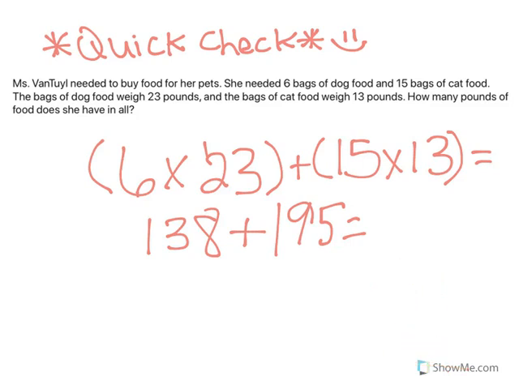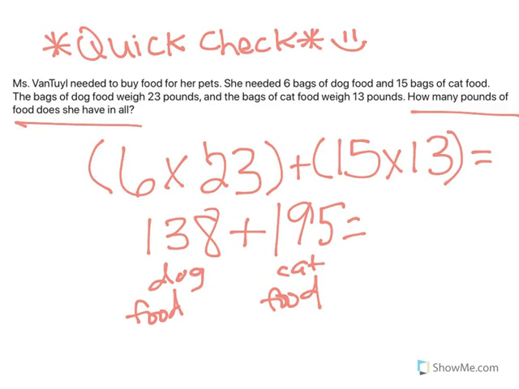Dang, my animals are going to be eating good. All right, so then all that's left to do is add. So 138 plus 195. So again, the 138 represents the amount of dog food that I now have. And the 195 pounds represents the amount of cat food that I have. So once I add those 2 totals together, that will give me how many pounds that I have in all.